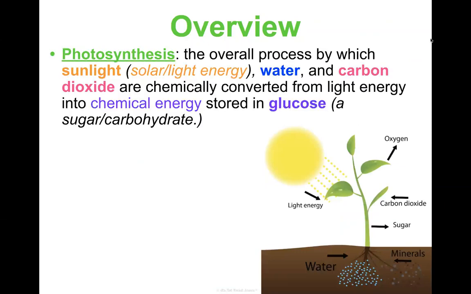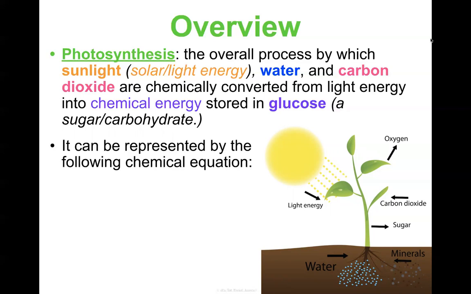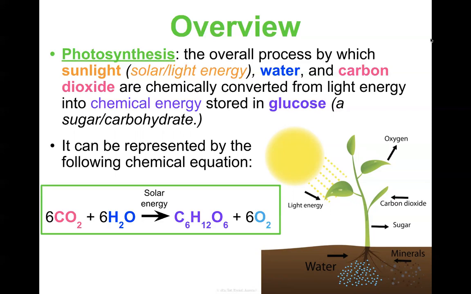Photosynthesis, here's our definition. The overall process by which sunlight, which is solar or light energy, water, and carbon dioxide are chemically converted from light energy into chemical energy stored in glucose. Glucose is a sugar, a carbohydrate, and it is the primary source of food energy for humans. So photosynthesis can be represented by the following chemical equation.